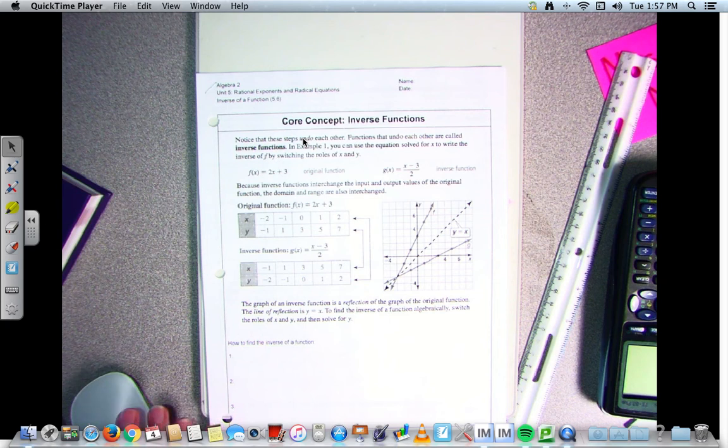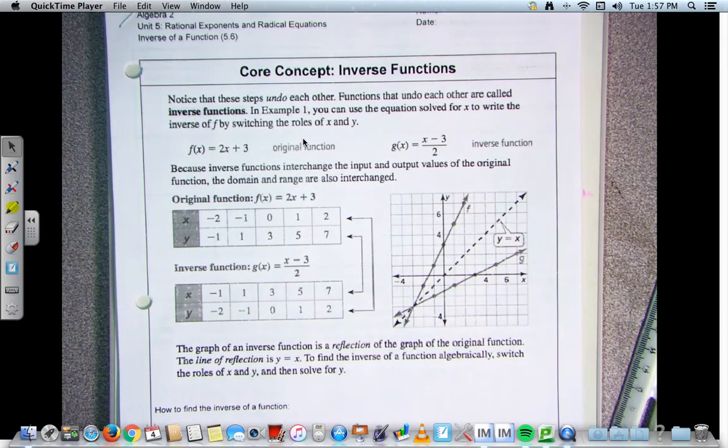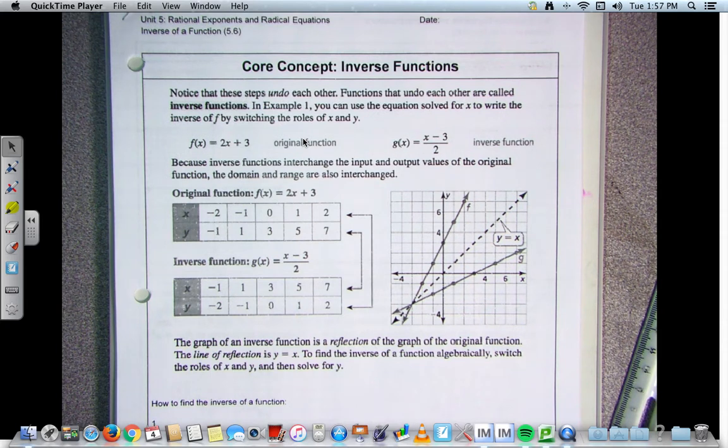Inverse function, how we can find an inverse function. Notice that these steps undo each other. Functions that undo each other are called inverse functions. In example 1, you can use the equation solved for x to write the inverse of f by switching the roles of x and y.